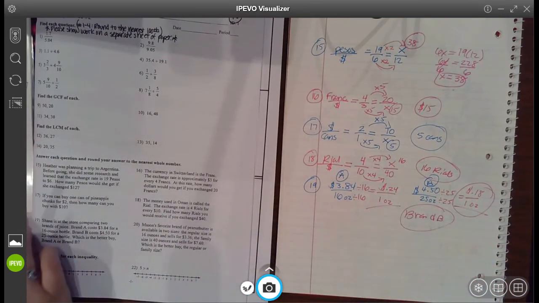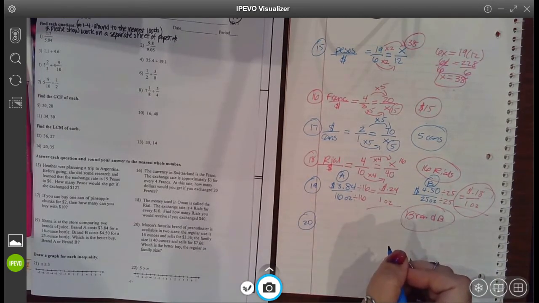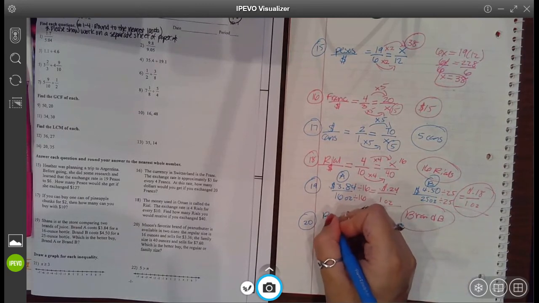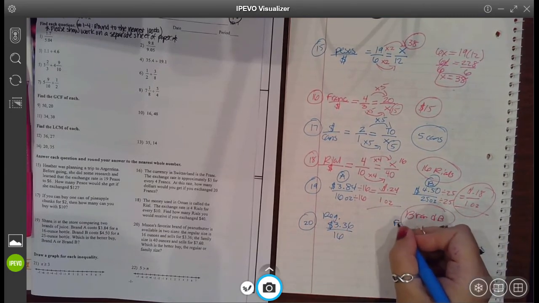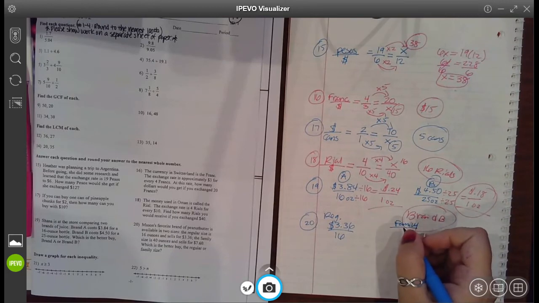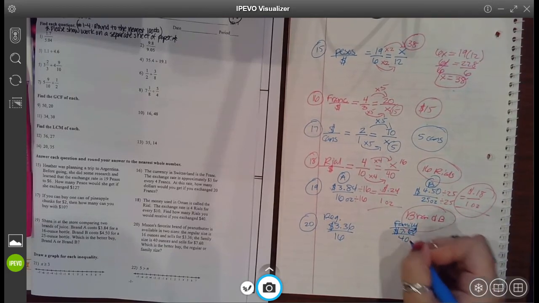Okay, number 20 says Mason's favorite brand of peanut butter is available in 2 sizes. The regular size is 16 ounces and sells for $3.36. The family size is 40 ounces and sells for $7.60. Which is the better buy, the regular or the family? So we have the regular, which is $3.36 for 16 ounces. And then the family, which is $7.60 for 40 ounces.